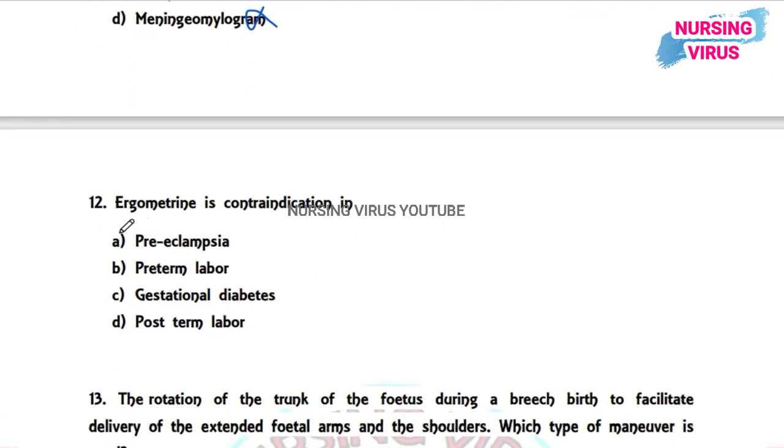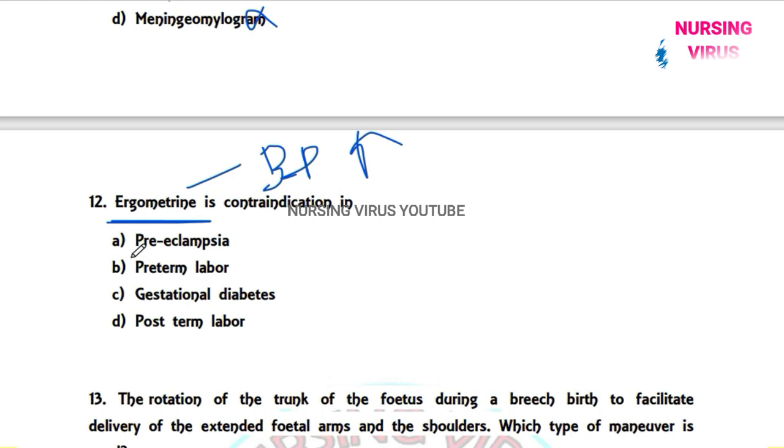The next one, ergometrine is contraindicated in preeclampsia, preterm labor, gestational diabetes and postterm labor. So ergometrine is always contraindicated when the patient has an increased level of BP. In preeclampsia we know that the person has increased blood pressure. So directly you can go with option A.